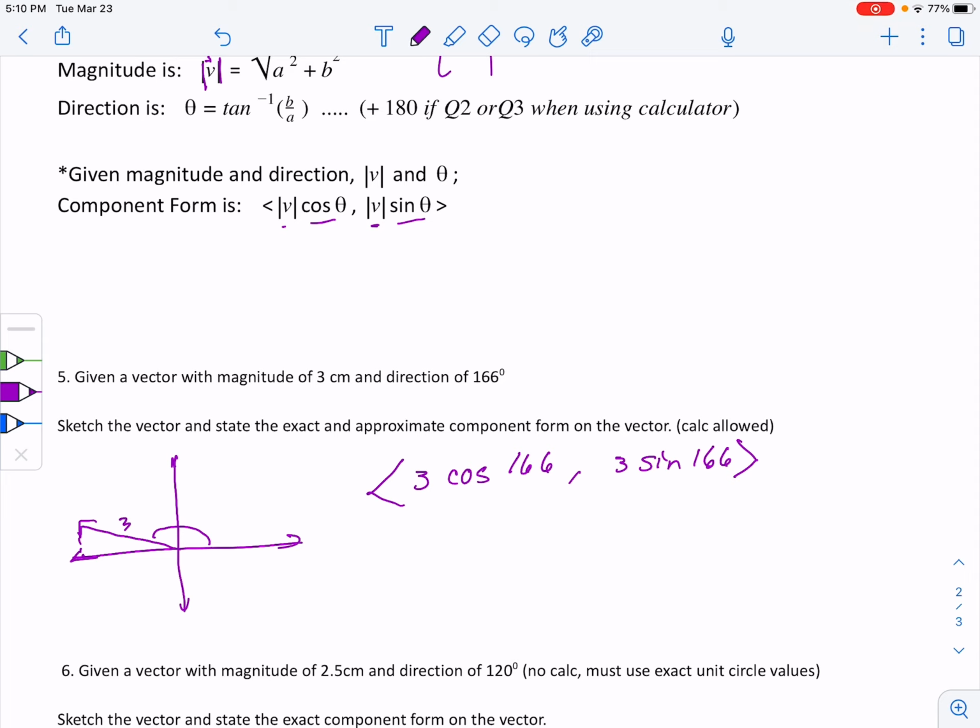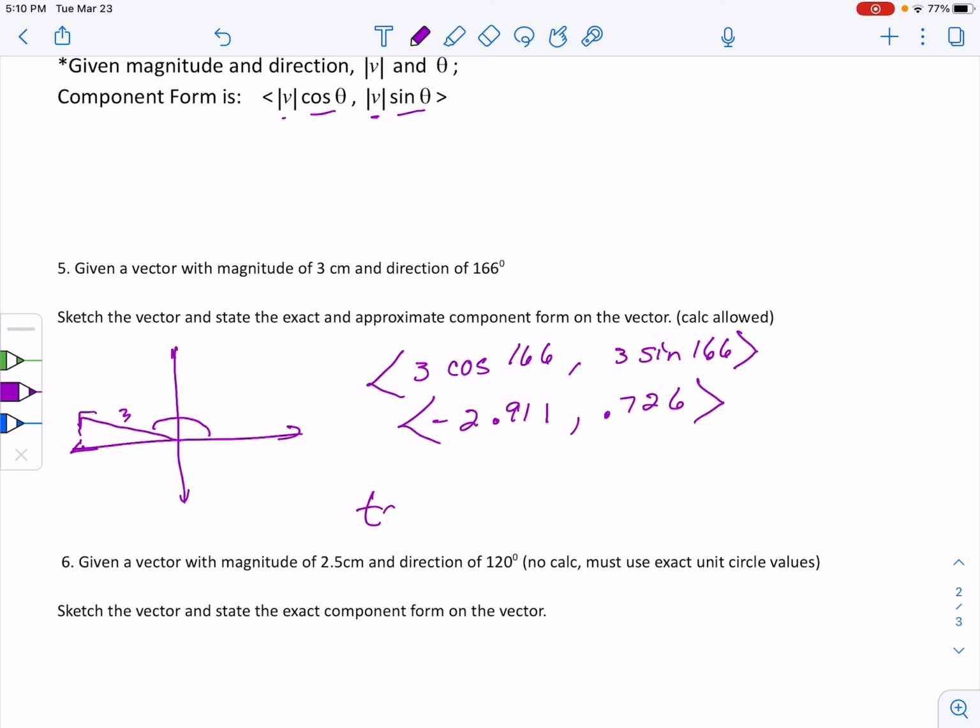And these you get to use a calculator for. Make sure it's in degrees because you're in degrees. Let's see. Setup, angle, degrees. So I have 3 times the cosine of 166. Tells me it's negative 2.911. And 3 times the sine of 166 is 0.726. And to get the magnitude, I'm going to do the inverse tan. Oh, I already have the magnitude. Sorry. Did that. Never mind. They told me it was 3.